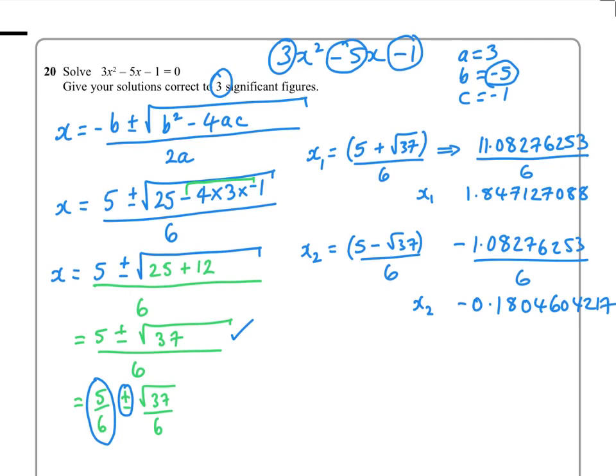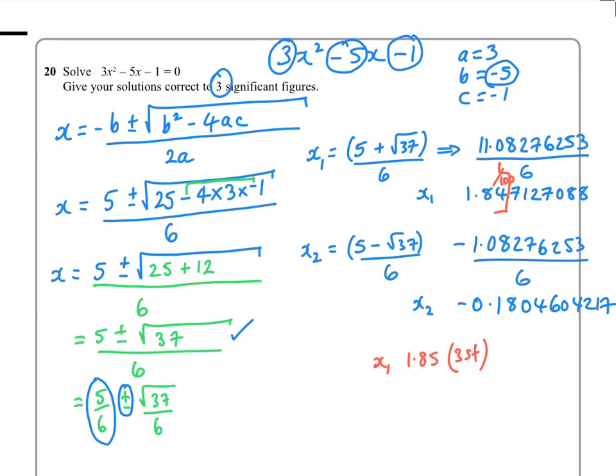0.180460417. But I want it to 3 significant figures, so let's have a look. There's my third significant figure to the nearest hundredth here. So it's 1.85, so I'd say x1 is 1.85 to 3SF, and then this one to 3 significant figures. Well, I nearly got it wrong myself there because this has no significance, so it's 1, 2, it's going to be this one.